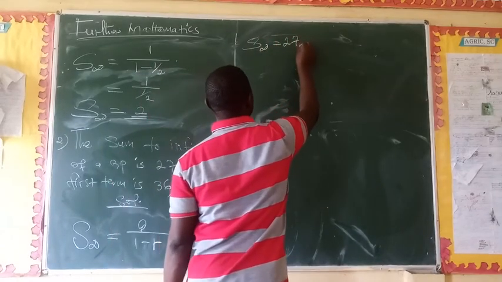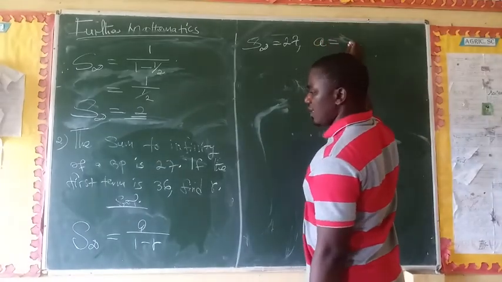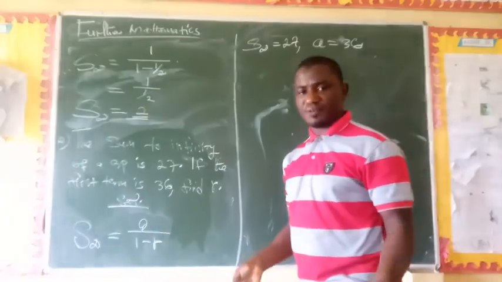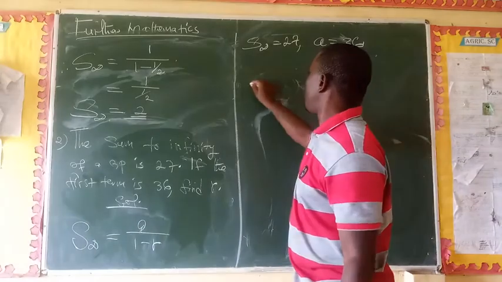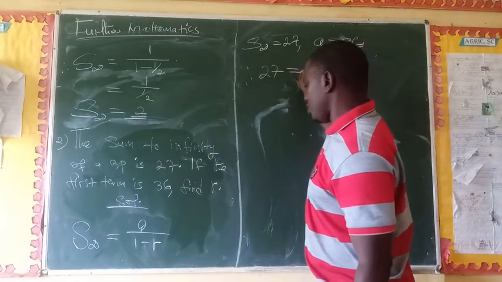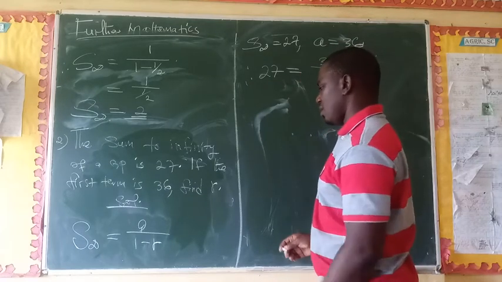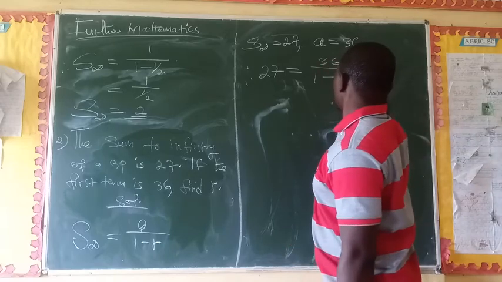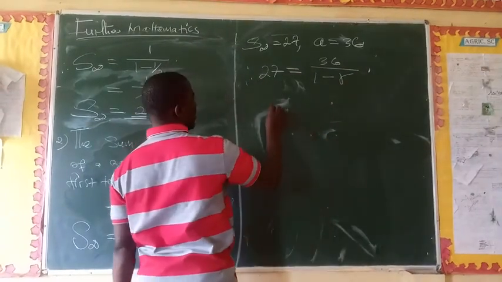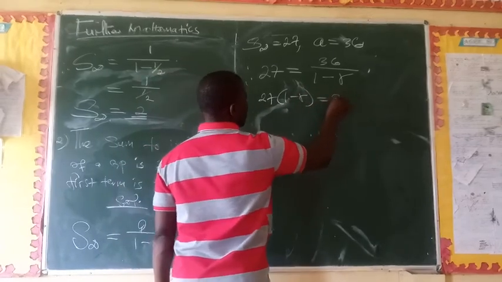Given, right? Then what again? A is given. A is equal to what? 36. So now I can substitute this into the formula and get my common ratio. Therefore, we have 27 is equal to the first term, 36, divided by 1 minus R. That's it, okay? So we now cross multiply. 27 bracket 1 minus r is going to be equal to 36.